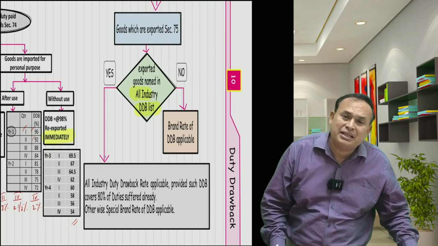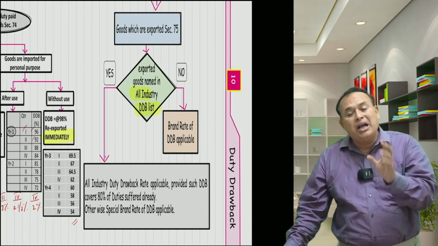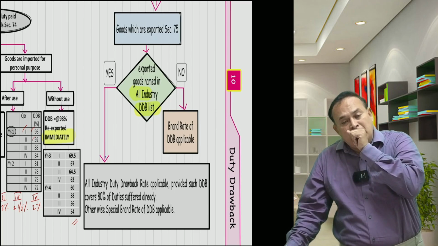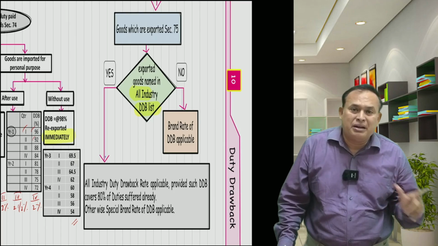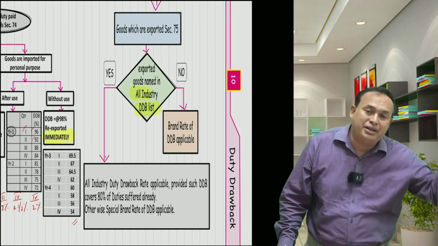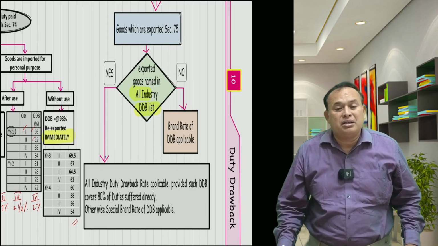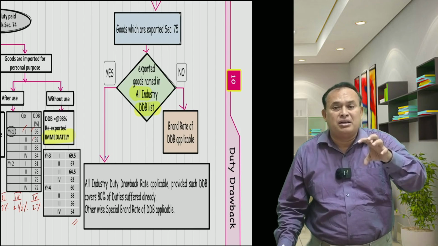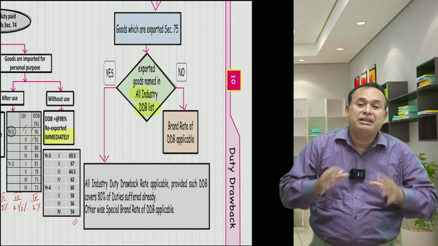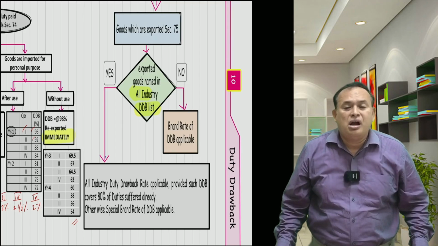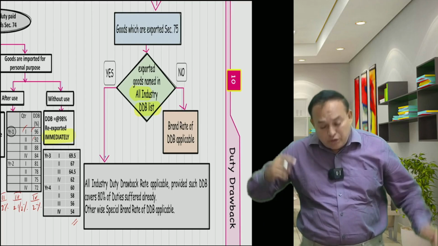But one thing is very clear, Mr. Exporter. When you export the goods, you should submit the shipping bill. While submitting the shipping bill, you should consider which duty drawback you want. You want brand rate, special brand rate, or all industry, you have to mention. Once you mention that you want all industry duty drawback, you submit the shipping bill. That should be mentioned in the shipping bill, that I am going to claim duty drawback.